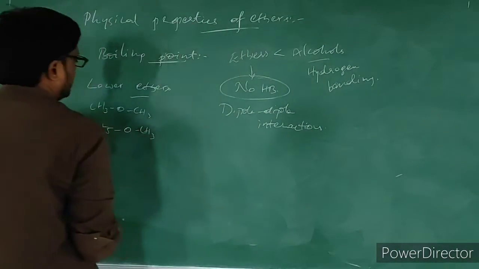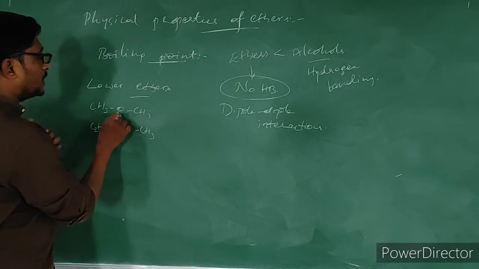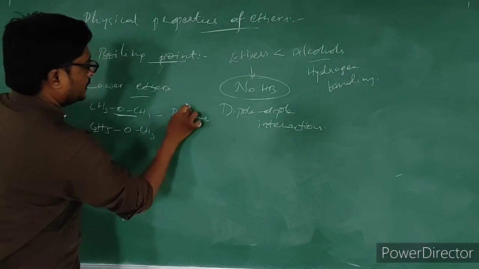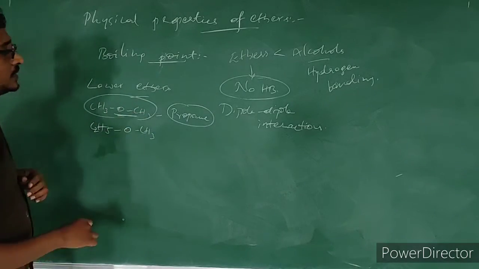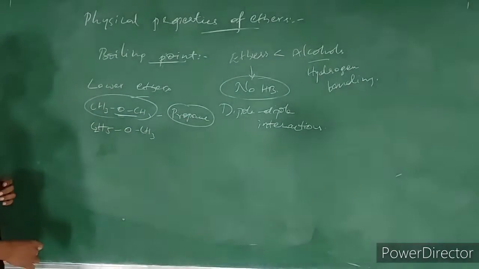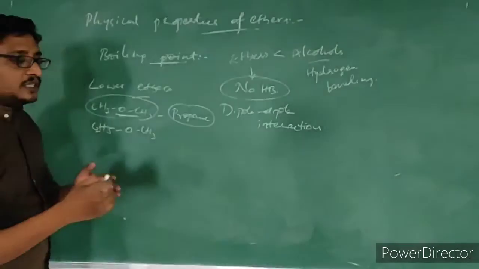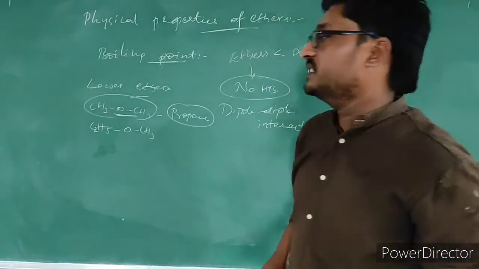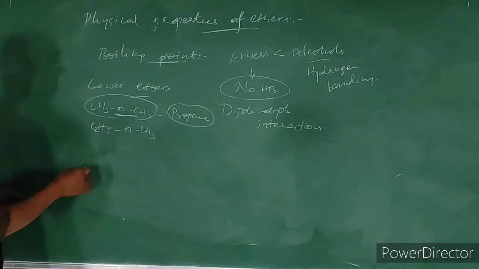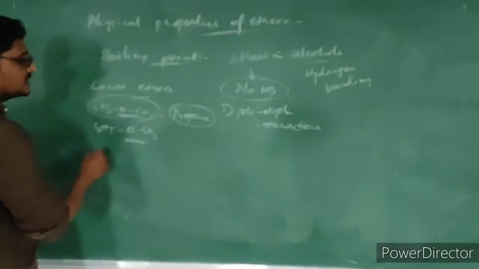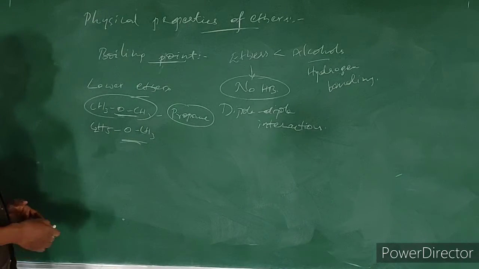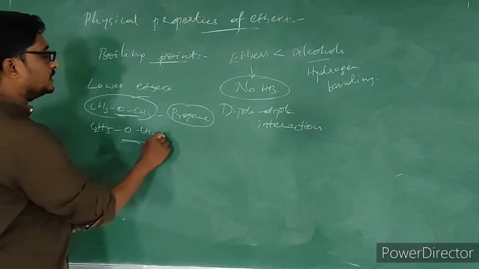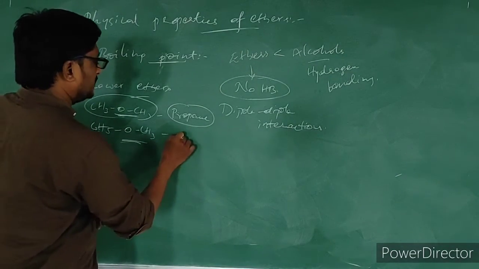For example, the molecular mass of methoxymethane is similar to propane. But methoxymethane will have a bit higher boiling point when compared with propane. The reason is the dipole-dipole interactions. In the same way, this ethyl methyl ether has a bit higher boiling point than butane. We can consider butane.